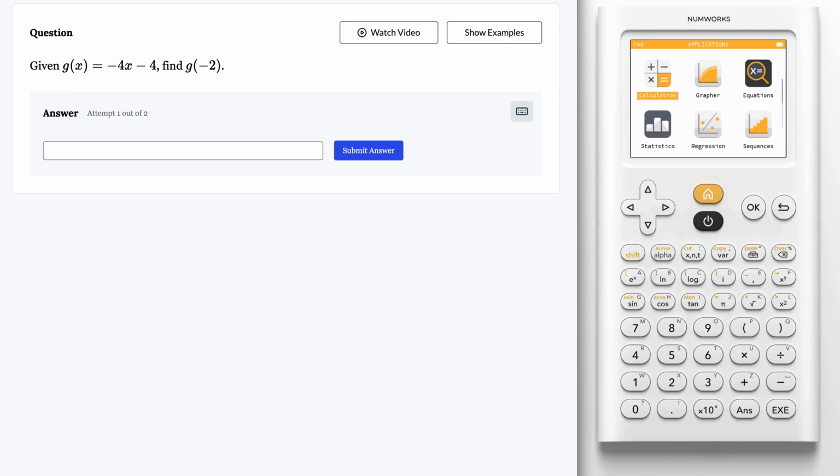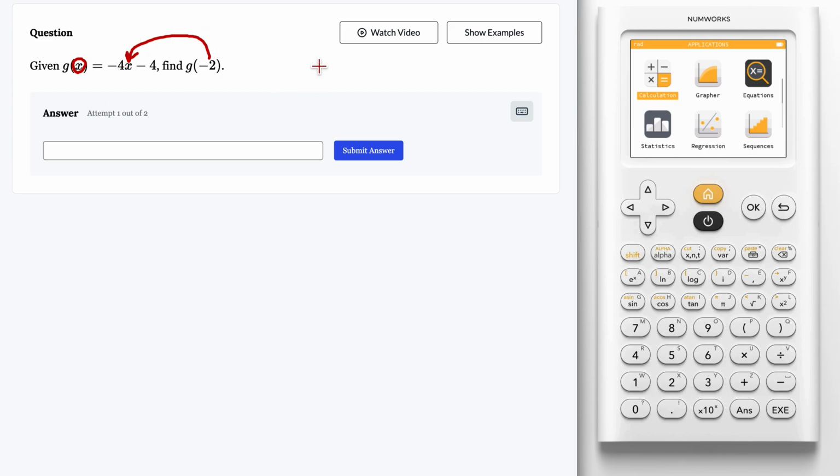We're going to look at how to solve this function. So when we're given a function with an input, all that we're going to do is take that input and put it in for the variable. So our variable here is x. So we're going to take our -2 and put it in for x there.